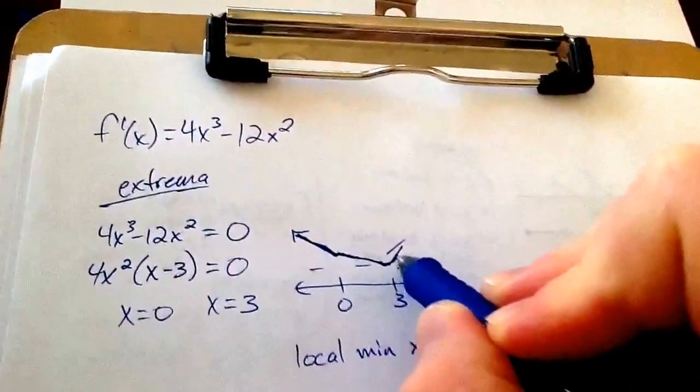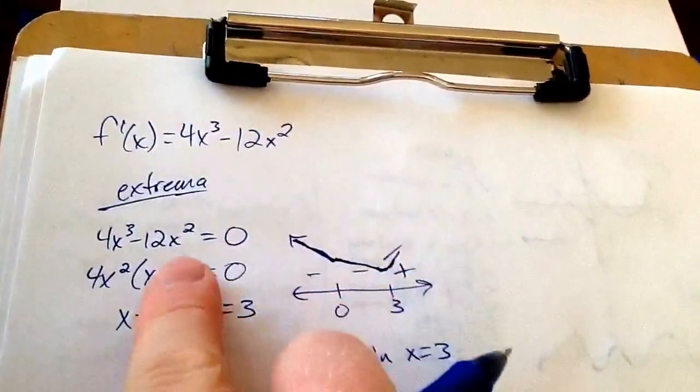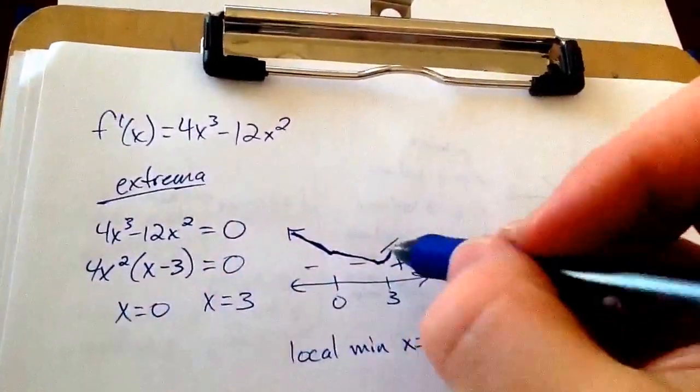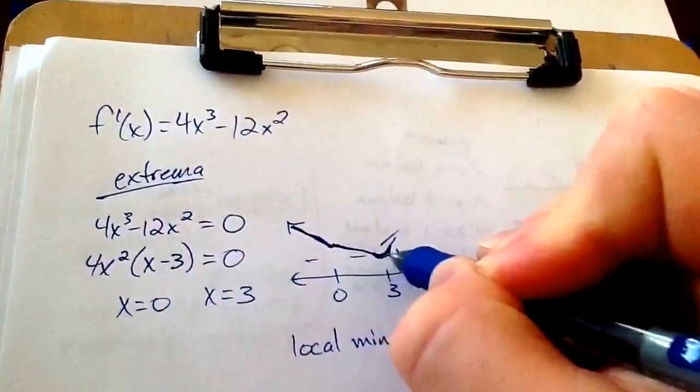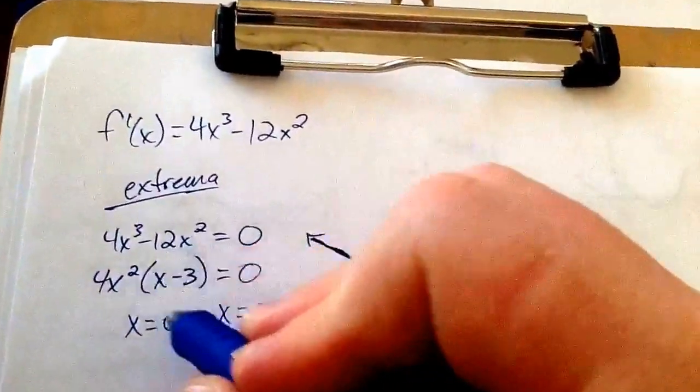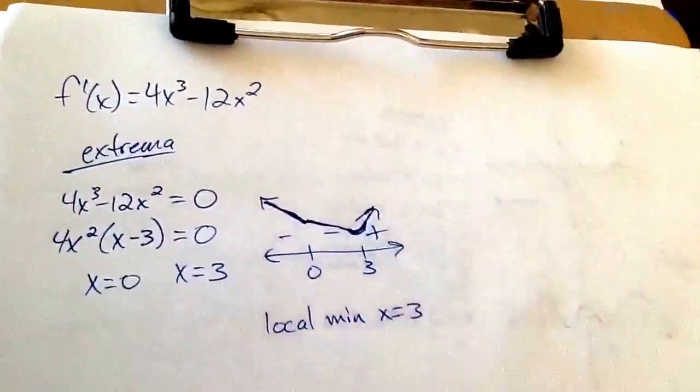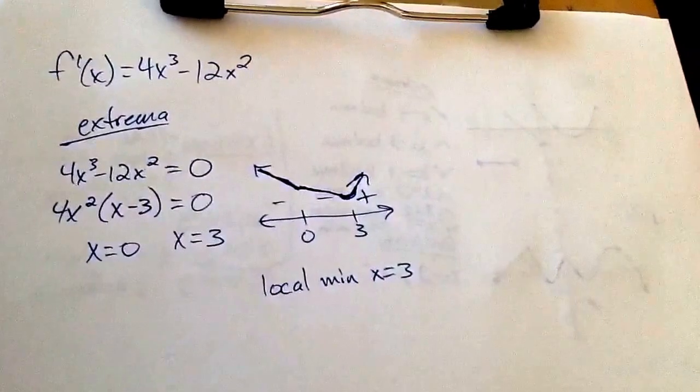There's not going to be corners, obviously, because if there were corners, the derivative would not exist. These are going to be smooth curves, because that's where the slope is 0. Because that's how we figured this out. So all we've got is a local min at x equals 3.